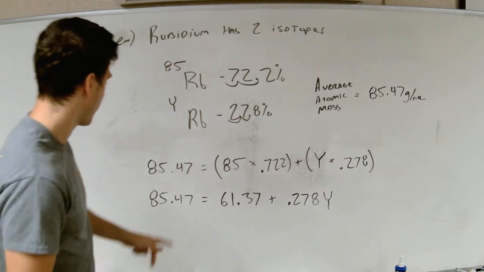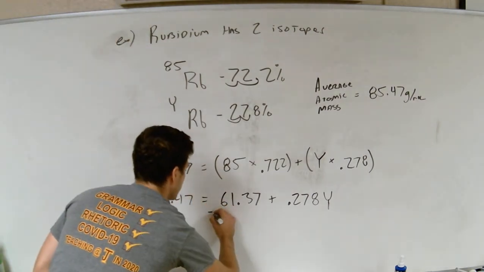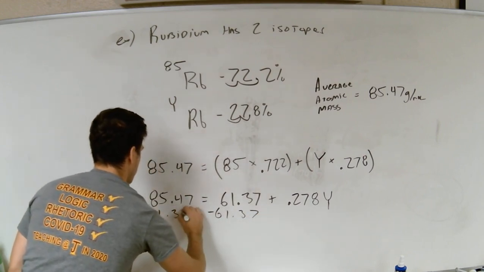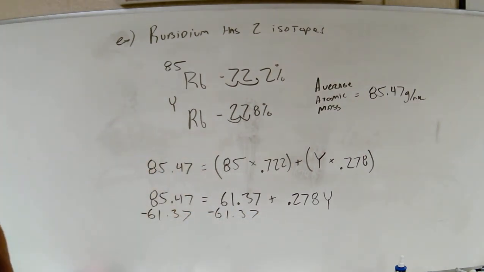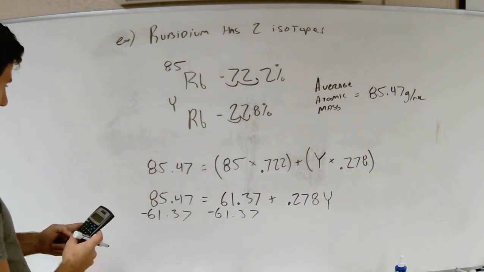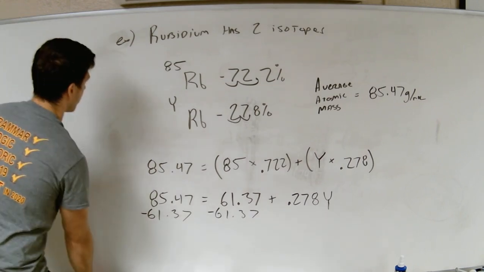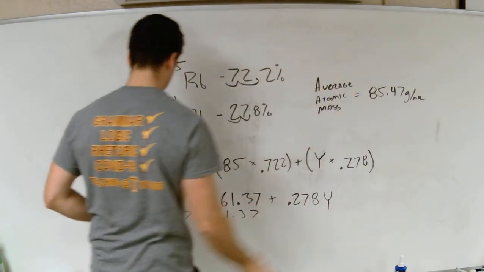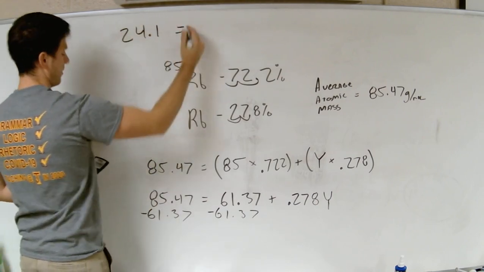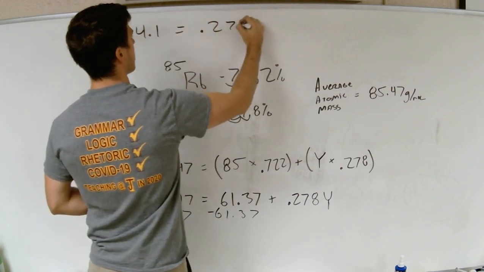All right, so these guys are just constants, so let's go ahead and subtract those to combine them. And we want them on opposite sides. So then I'll take 85.47 minus 61.37. And I'm going to erase this and go up here since I'm running out of room. I'll get 24.1 from down here equals just my 0.278y.